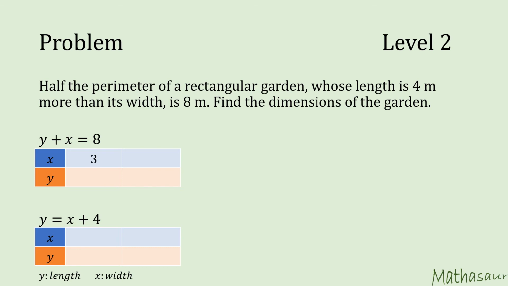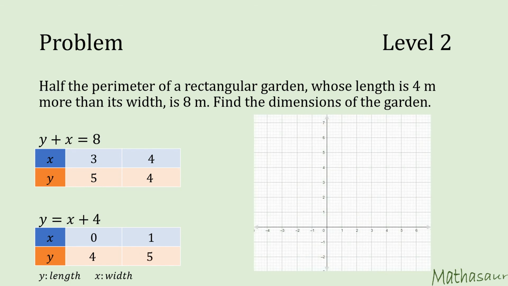For x equals 3, we get y equals 5. For x equals 4, we get y equals 4. Let us look at the second equation. Let us put x equals 0. We get y equals 4. And putting x equals 1, we get y equals 5. Let us plot these points on the Cartesian plane.